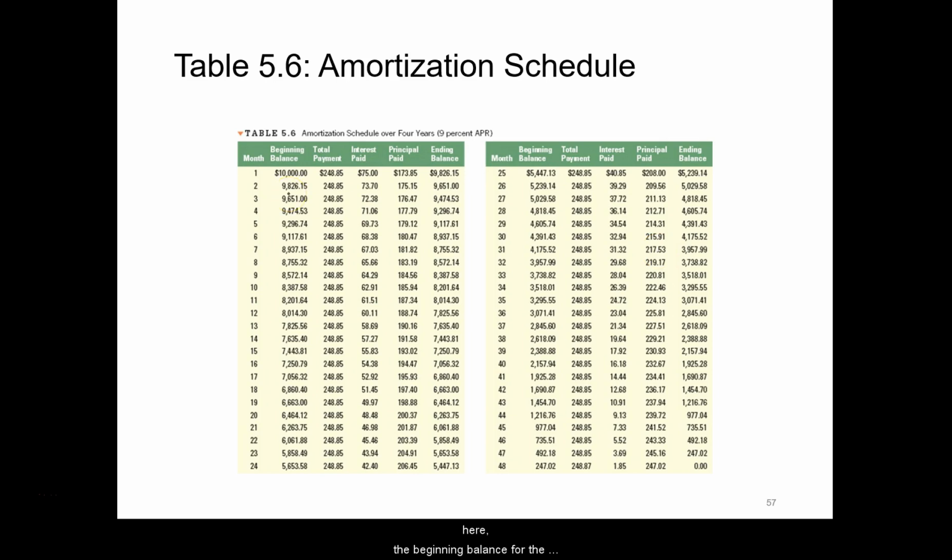For example, the second month here, the beginning balance for the second month is actually from the ending balance from the end of the first month. So this number multiplied by 0.75% will give you $73.70 as the interest from the second month. Your principal payment part now will be this number, $248.85 minus $73.70. You will have $175.15. And after you pay off principal of this much, you can subtract this number from your beginning balance, and that is how your ending balance at the end of the second month is calculated.